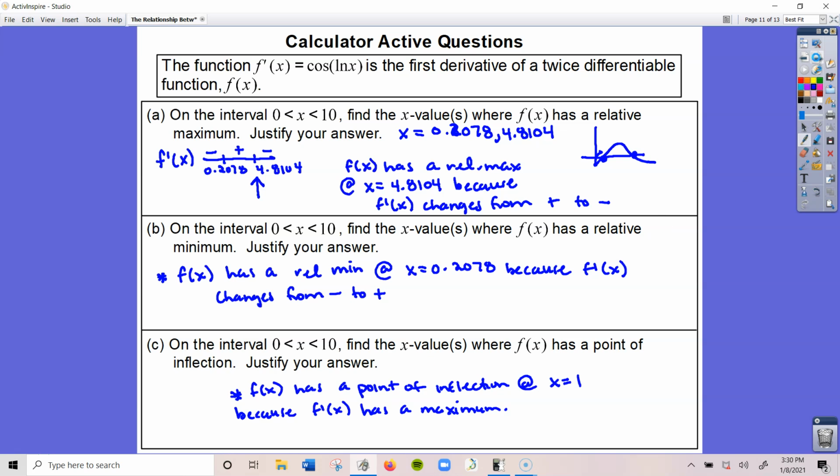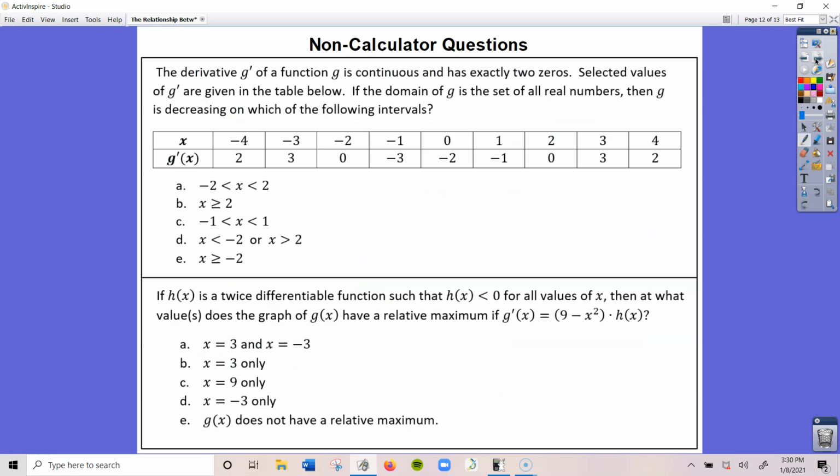Okay, let's switch gears now to some non-calculator questions. We have here the derivative g prime of a function g is continuous and has exactly 2 zeros. Selected values of g prime are given in the table below. If the domain of g is the set of all real numbers, then g is decreasing on which of the following intervals? So here we have these values.